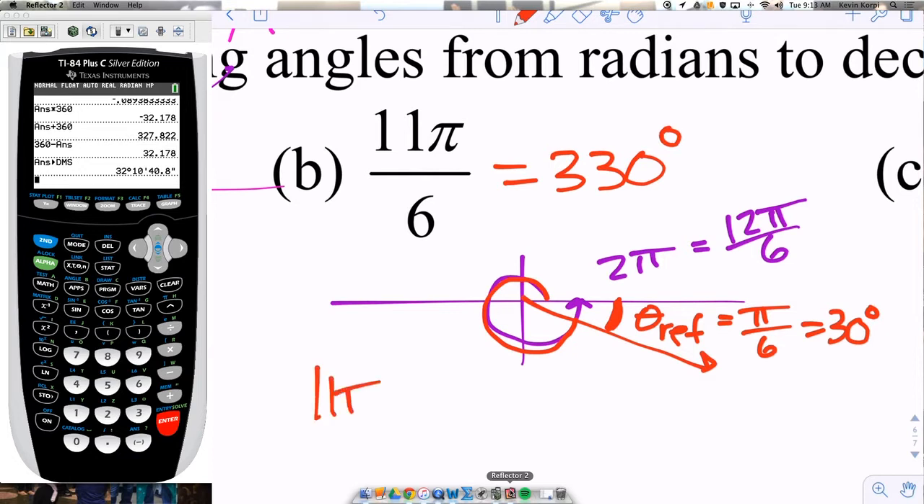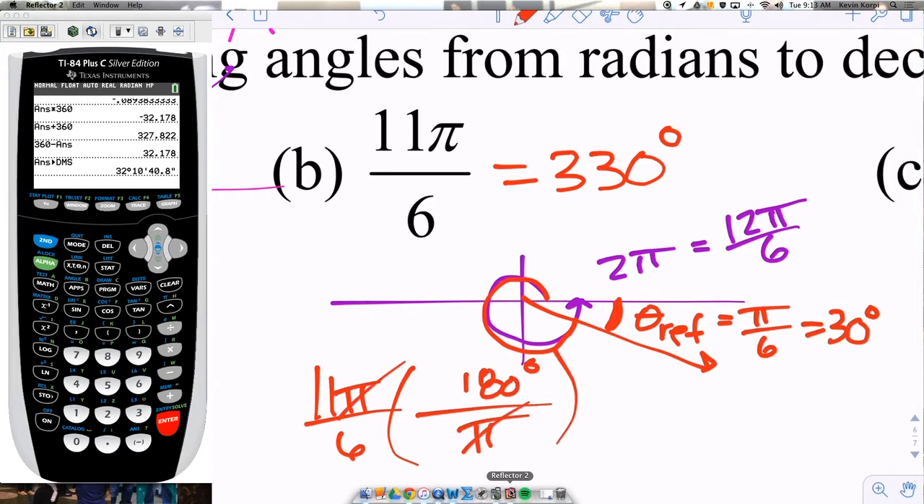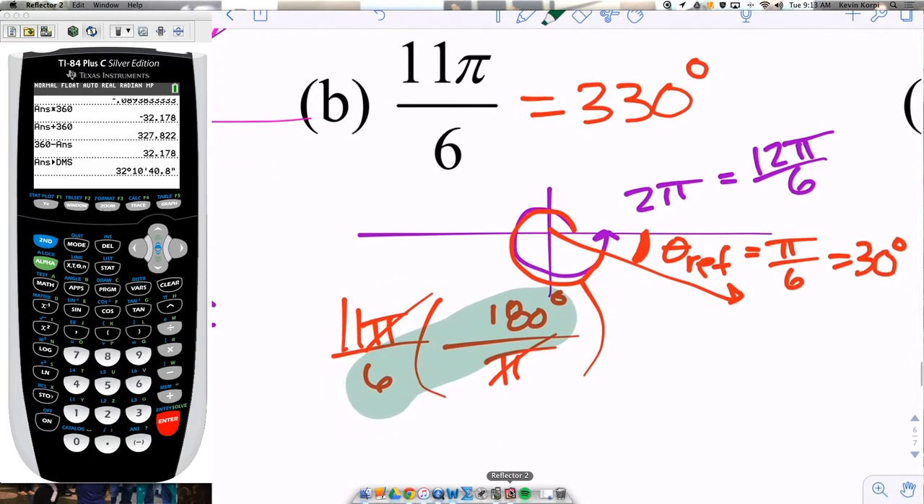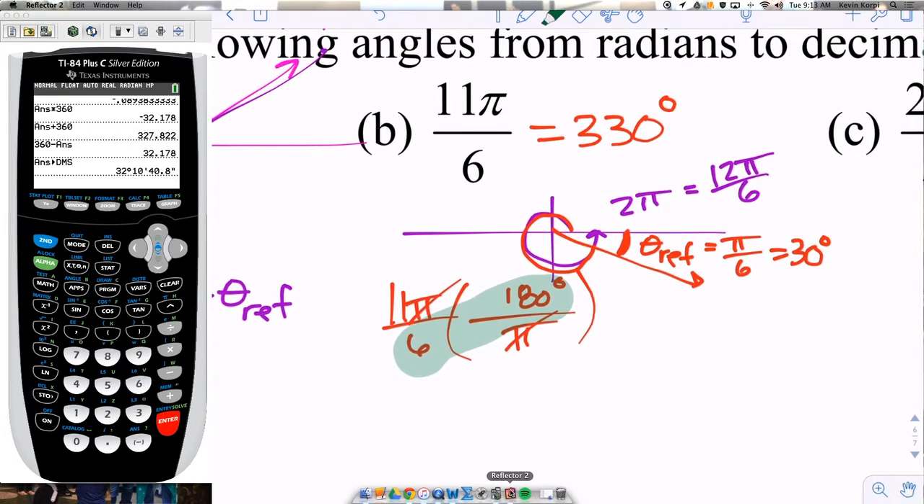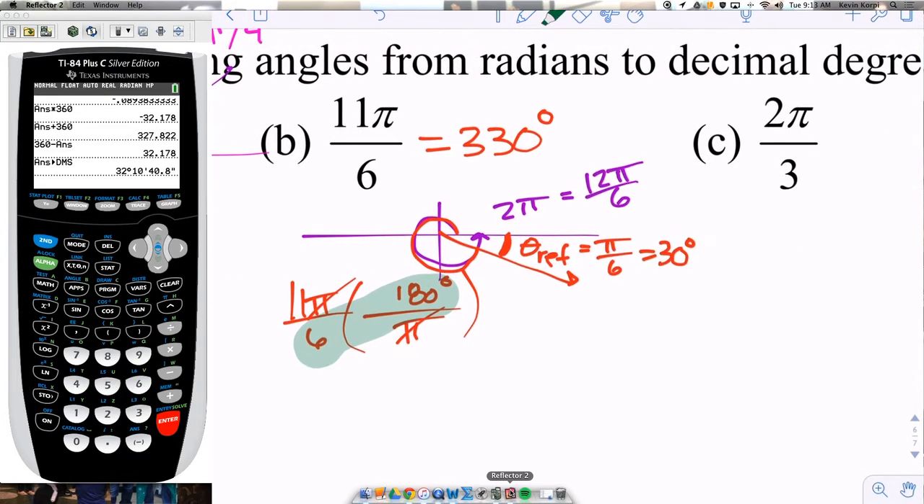Or you can convert it by multiplying by 180 over pi. Either way, your pi's divide out. 180 divided by 6. Remember, you go small before you go big. 180 divided by 6 is 30, and 30 times 11 is 330. 11 pi over 6 is going to be another one you're going to memorize. So it's equivalent to 330 degrees.